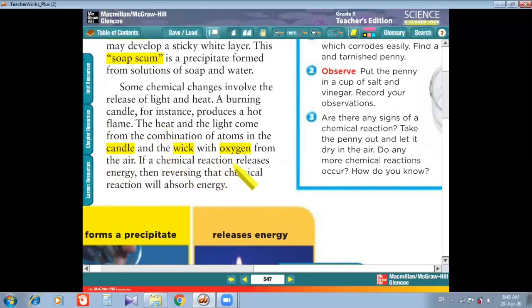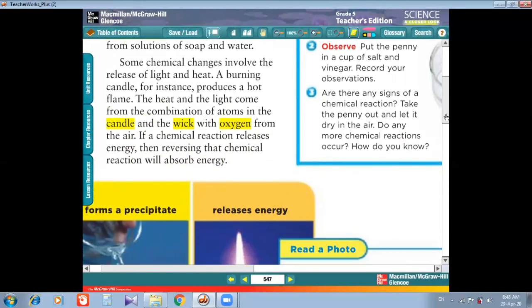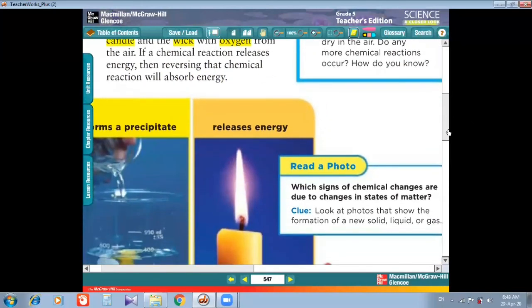If a chemical reaction releases energy, then reversing that chemical reaction will absorb energy. If a chemical reaction releases energy, then when we reverse it, it will absorb energy, because the reaction is reversed.